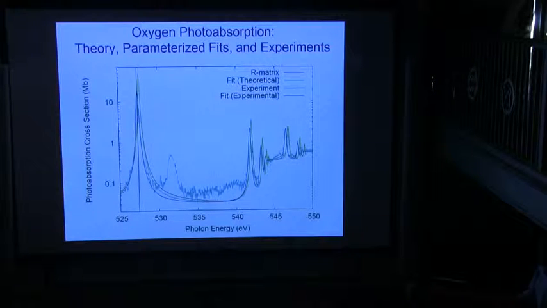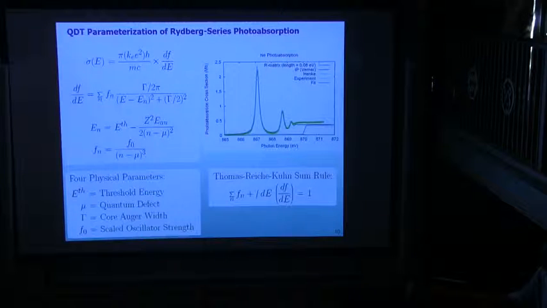Same thing with oxygen. Here we have multiple Rydberg series. We also have the n equals 2 resonances, which are a little more tricky. But again, one can fit to the theory, and this also points out that the theoretical calculations, try as one may, usually have ever so slight energy differences. One can take the model, the QDT parameterization, and adjust these numbers just a bit.